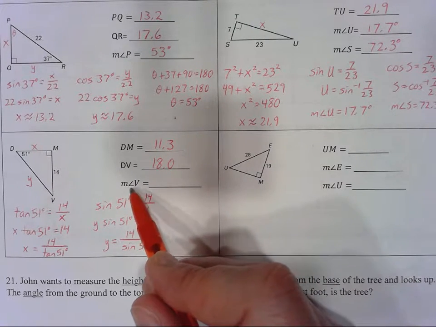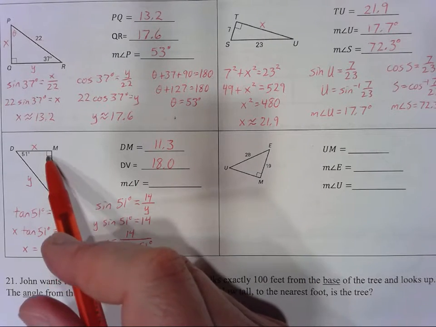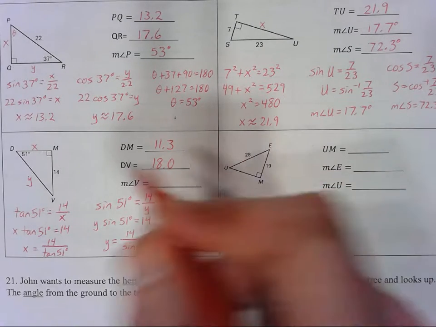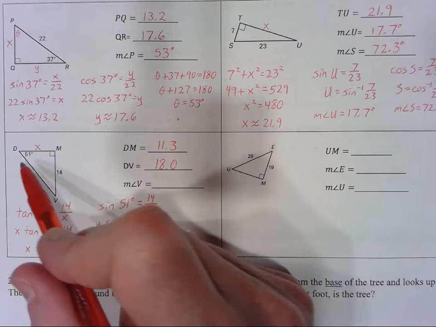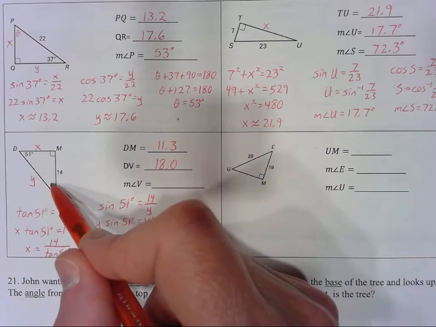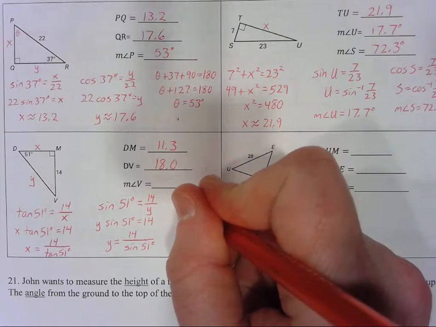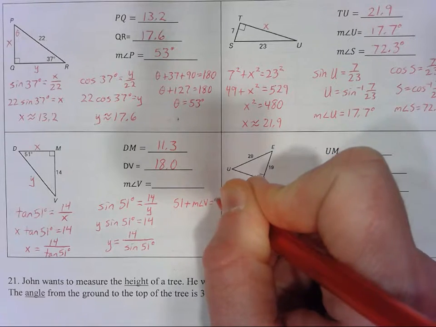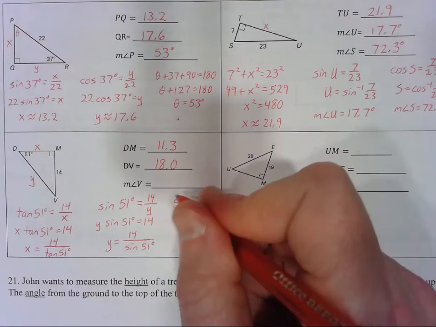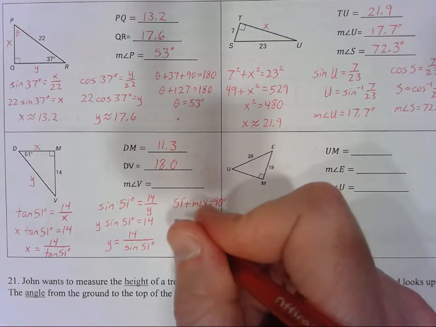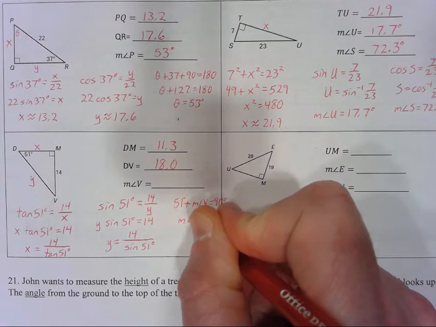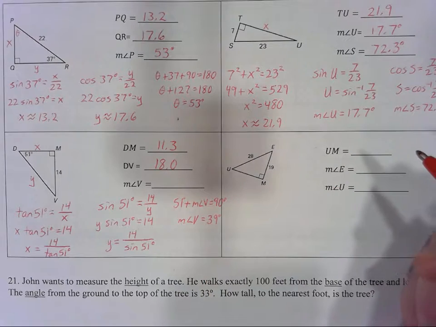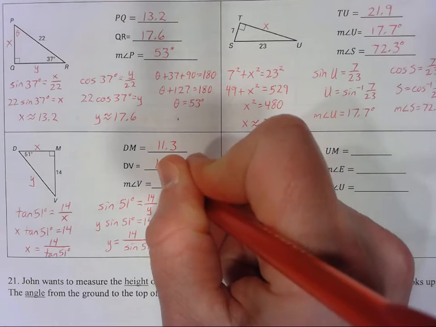Finally, measure of angle V. If we look at those three angles, they have to add up to 180. Or you take away the 90, the two remaining angles have to be complementary. They have to add up to 90. So 51 plus the measure of angle V needs to equal 90. So we subtract 51 to get 39 degrees for the measure of angle V.